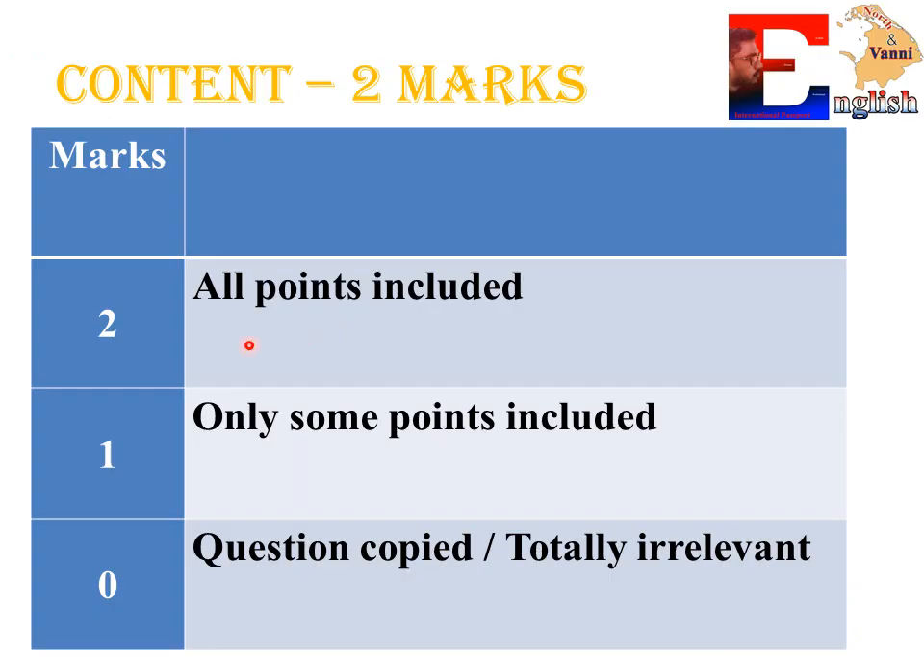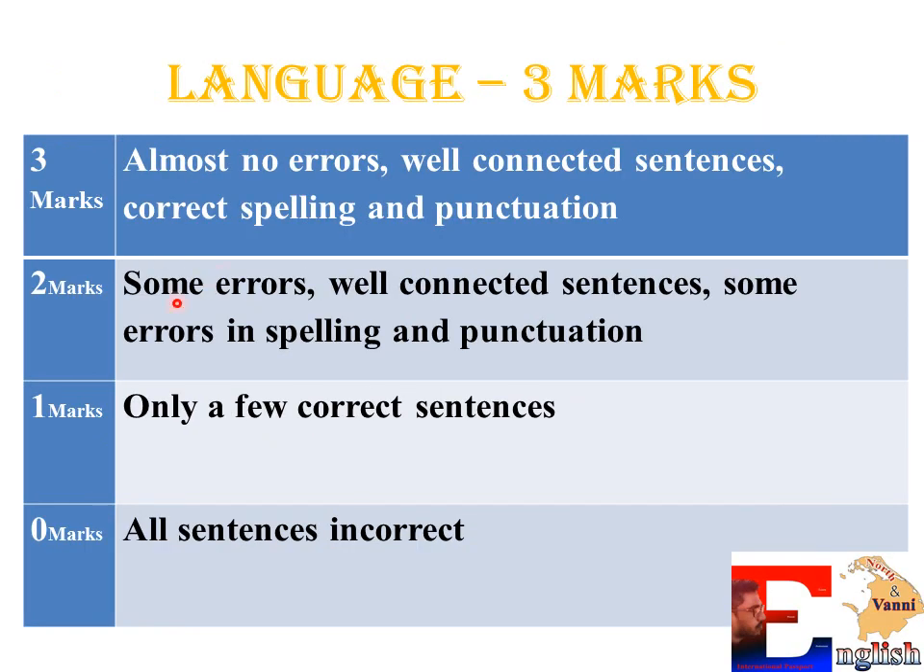See, when you are writing the answer, if you include all the points, you will score 2 marks. If you miss some points, you will get only 1 mark, and if you miss all the points, you are going to get 0. For language, 3 marks if almost no errors, well-connected sentences, correct spelling and punctuation, which we discussed earlier. If you make some errors in spelling and punctuation, you are going to get 2 marks. Only a few correct sentences, you will get only 1 mark, and if almost all your sentences are wrong, then you are going to get only 0.